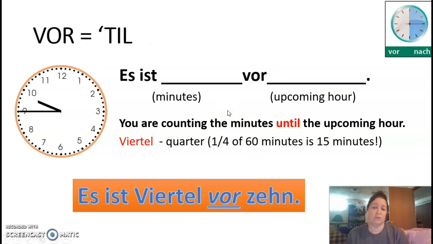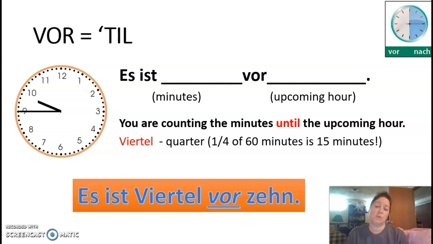So the other word you need to know is vor. If you look at the clock over here, if there's minutes on this side, the white side of the clock, we say it's going on the next hour. It's so many minutes till the hour. So here you have 9:45. It's 15 minutes till 10. Es ist 15 vor 10. But again, we can use that word Viertel that means quarter of an hour. So we can say es ist Viertel vor 10.